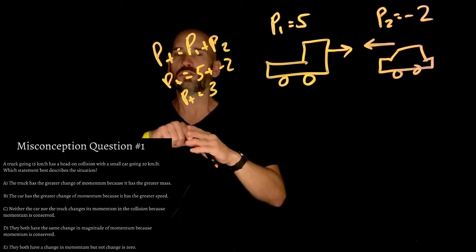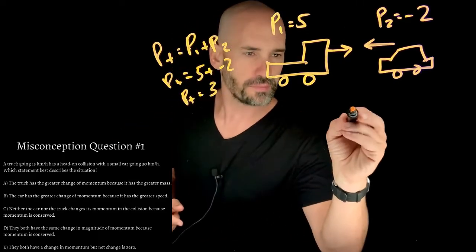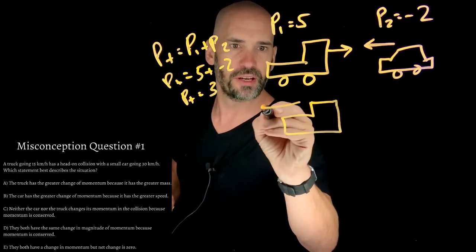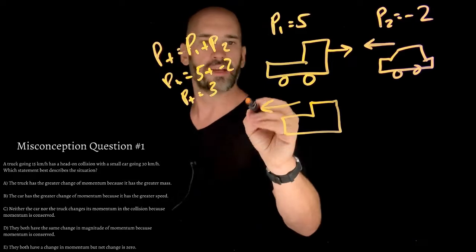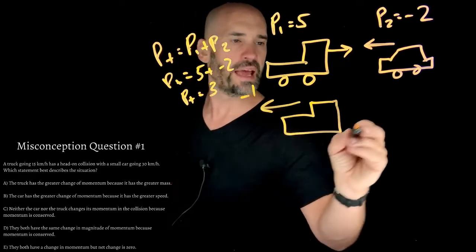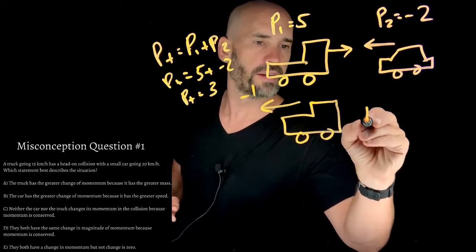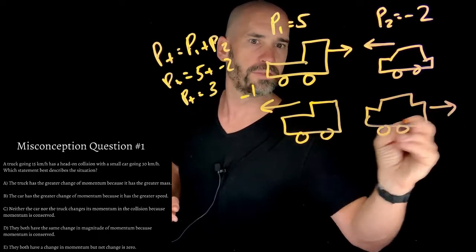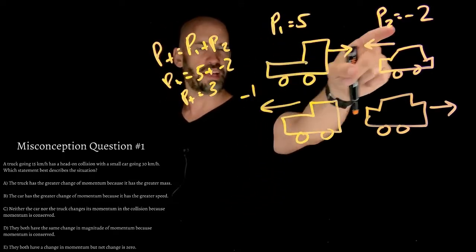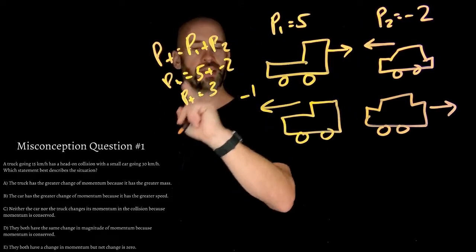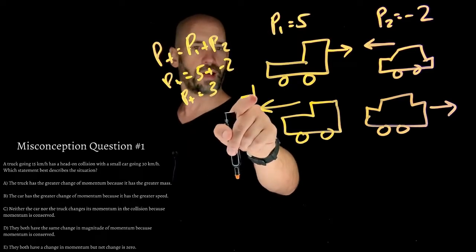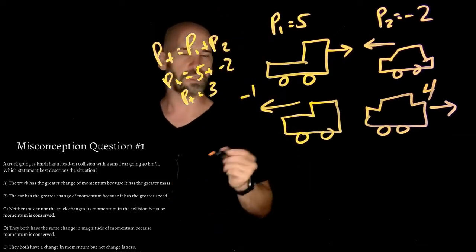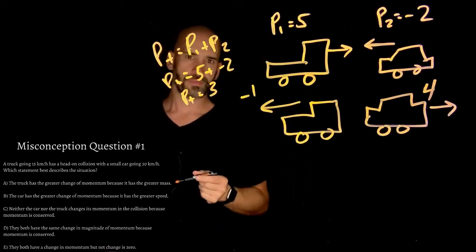Okay? So let's do a little sample collision. They collide, and let's say that now, in the after situation, we have the truck moving away with a momentum of -1, and now the car is moving away in the other way with a momentum of, well, what would it have to be? These have to add up to 3, correct? Which means if this is -1, this would have to be 4, right? 4 plus -1 equals 3.